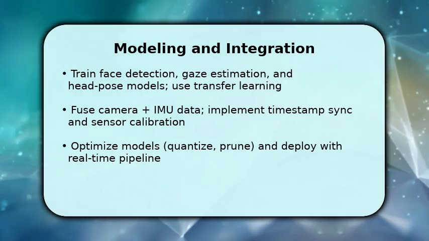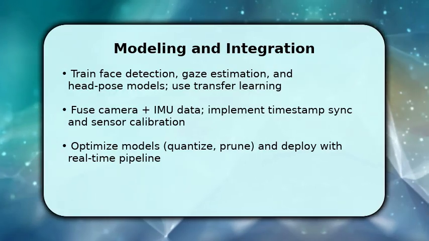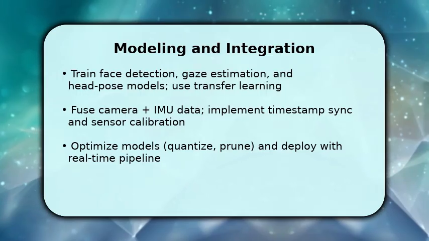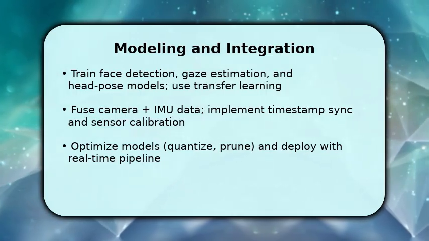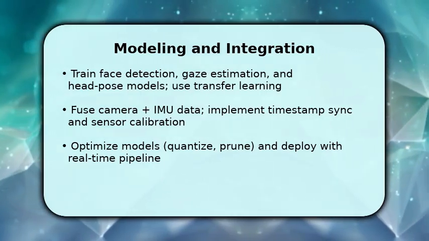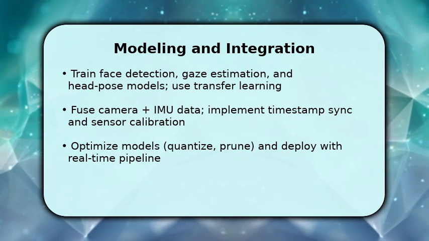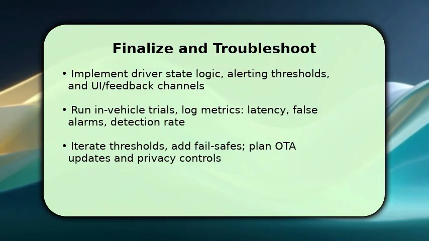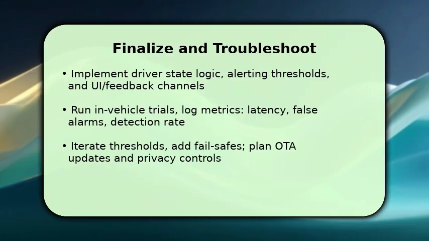Once the pipeline is functionally correct, optimize models for your edge unit through quantization and pruning, and deploy them into a real-time loop to keep latency low. This is where system performance meets user safety. You finish by defining driver state logic and alert thresholds so the system makes clear decisions.